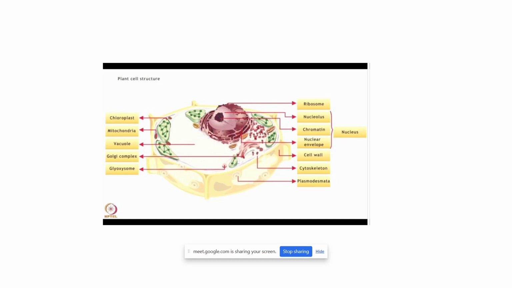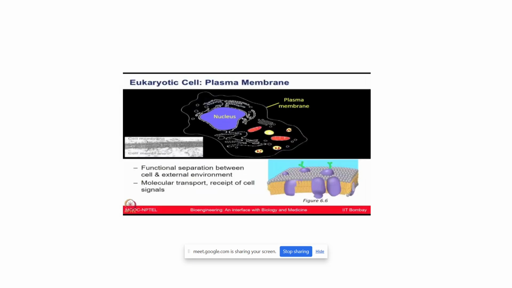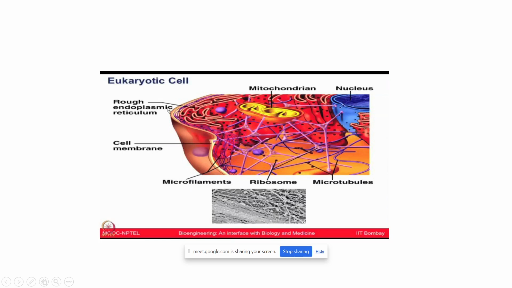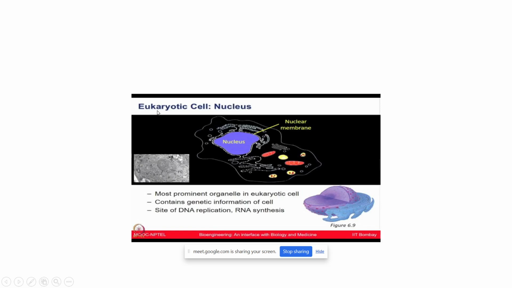Then in this topic, after explaining about the cell, sir explained about each and every cell component. This is the plasma membrane, which provides functional separation between cell to cell, and it helps in molecule transport. Similarly, inside the cell there is the cytoskeleton, which gives structure to the cell, made of microfilaments, microtubules, etc. Then there is the nucleus, which incorporates the DNA, the main information of the whole cell, and contains genetic information.